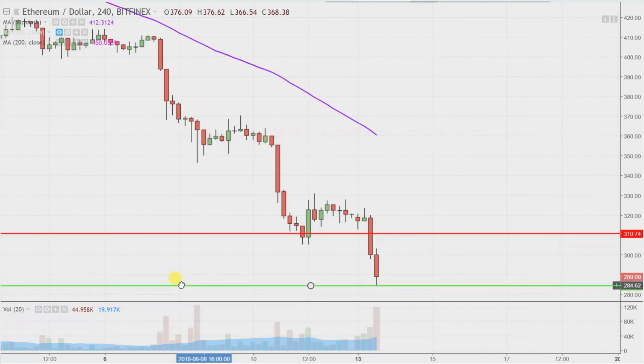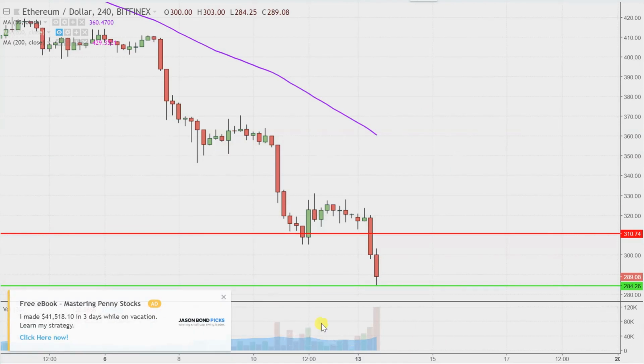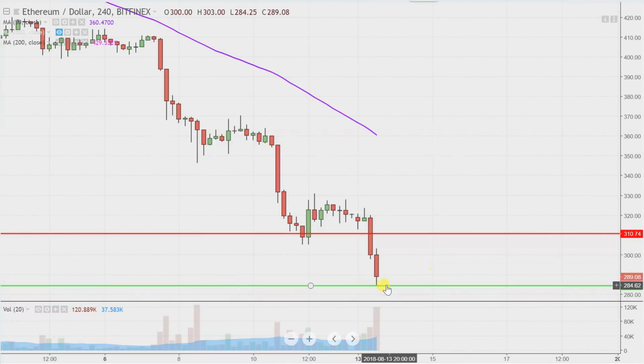The bleeding so far stopped here at 285. So for that very simple reason, 285 now becomes that key area of support, because again, that's where the bleeding has happened to stop. But we'll see if that can maintain or not.